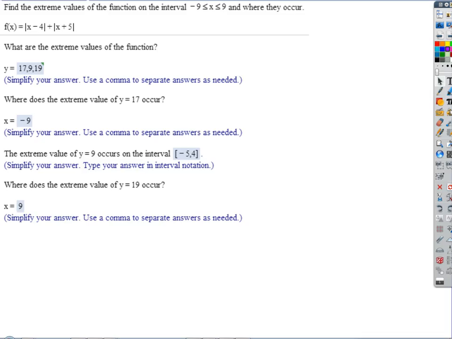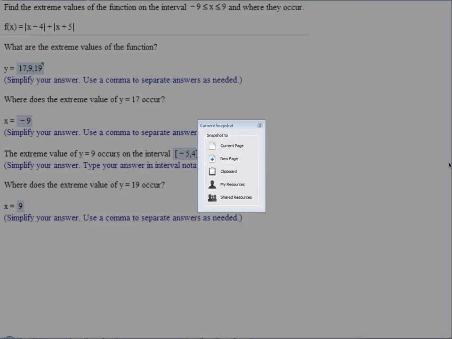Okay, so let's have a little look at this right now. So this function, f of x equals the absolute value of x minus 4 plus the absolute value of x minus 5. So let's just first of all maybe have a little look at how we're going to deal with differentiating that function.